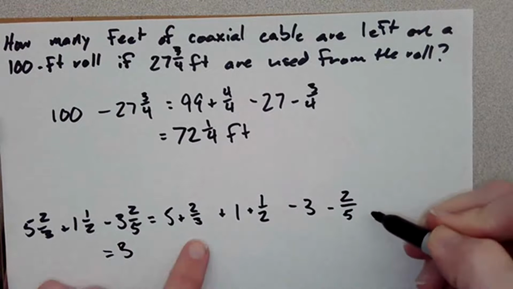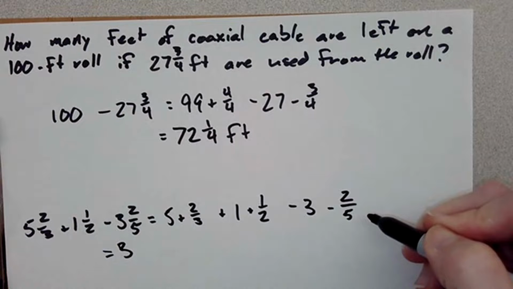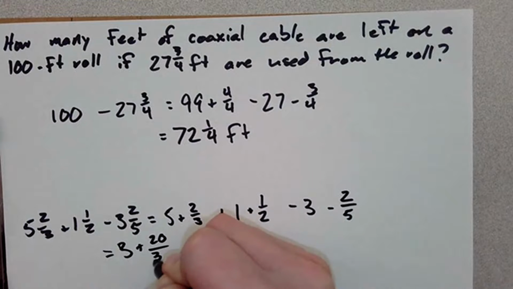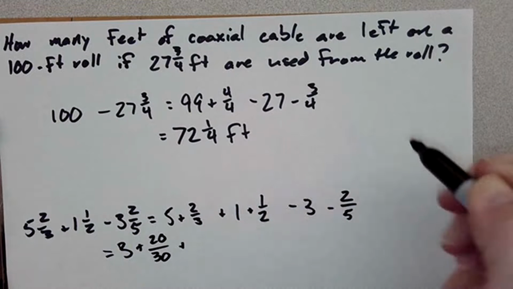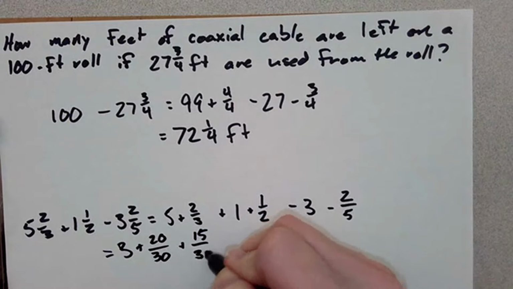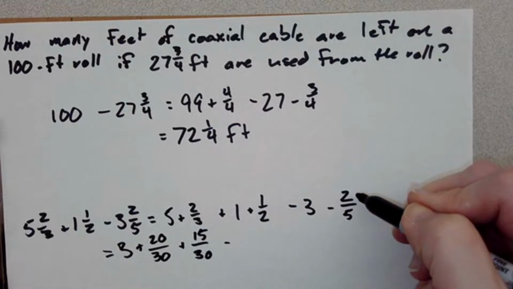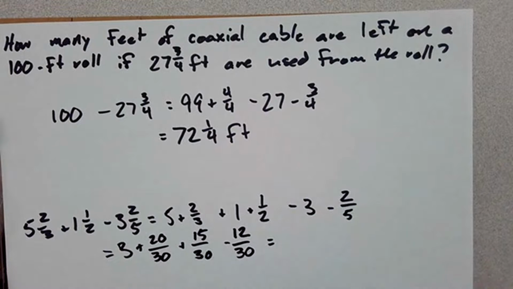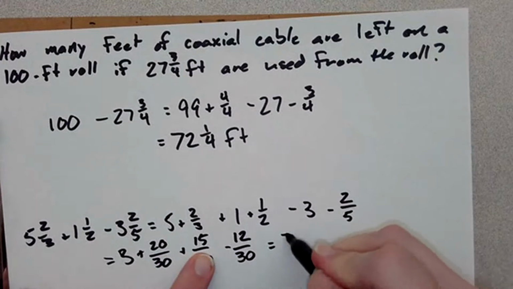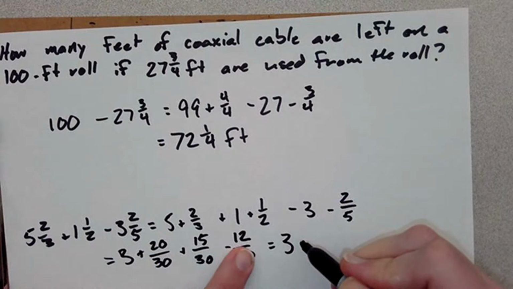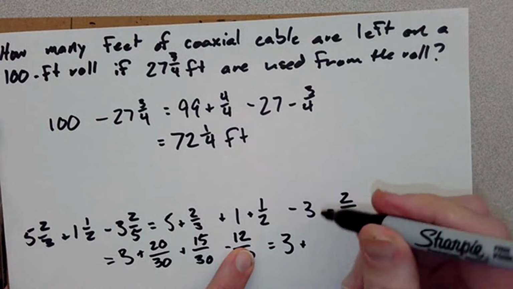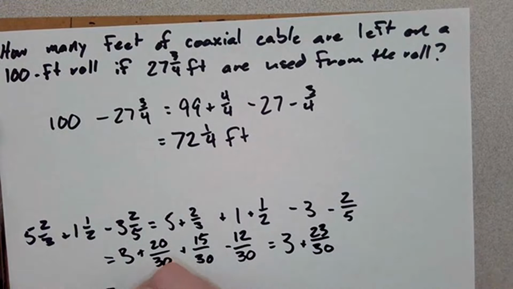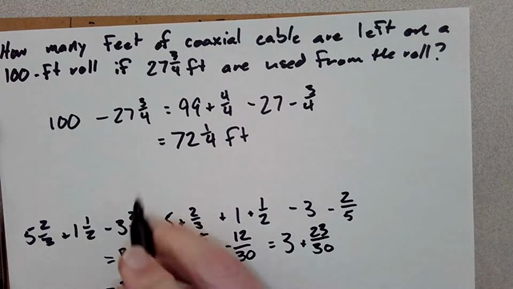Now we need to get the least common denominator of 3, 2, and 5, and that is 30. So we've got plus 20 over 30, plus 15 over 30, minus 2/5 is 12 over 30. Okay, so 20 plus 15 is 35, minus 12 is 23. That gives us 3 23/30.